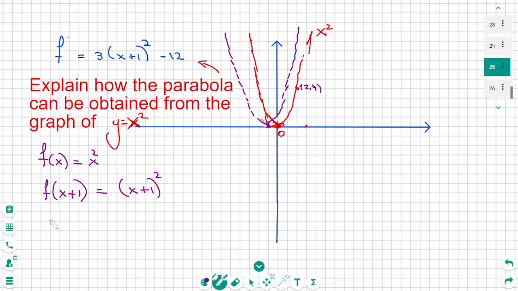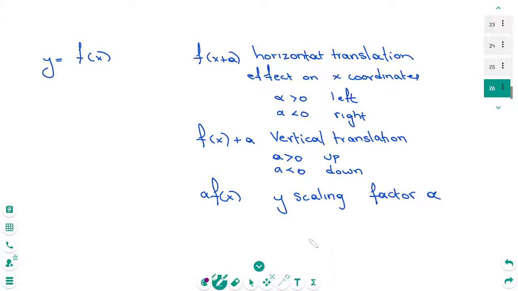So by using 3f(x + 1), the effect of this one, I go to the purple graph and I multiply the y coordinates by 3. The effect of this, the origin doesn't move. The (−1, 0) doesn't move because this affects the y coordinates. Now the last transformation affects only the y coordinates.